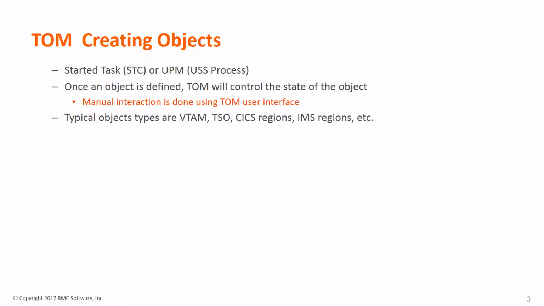In this session, we're going to talk about creating objects using TOM. Objects that can be created in TOM include started tasks, USS processes, and WLM resources. Once an object is defined in TOM within the active definition base, TOM will begin to control the state of the object. If you need to manually modify the state of an object, you can do so using the TOM user interface, which provides a wealth of commands for managing the object states. Typical objects include VTAM, TSO, CICS or IMS regions, or system tests such as JES2, DLF, or LLA.